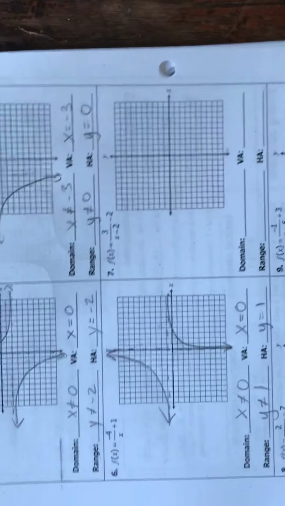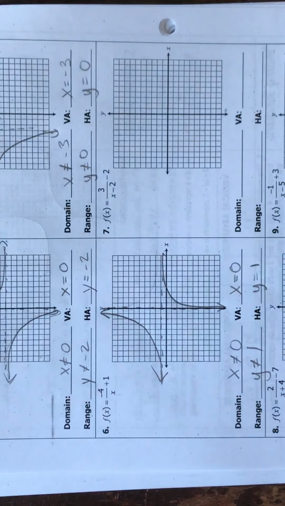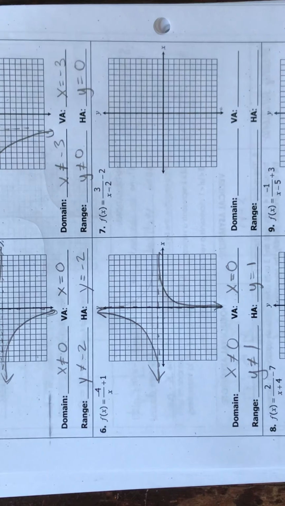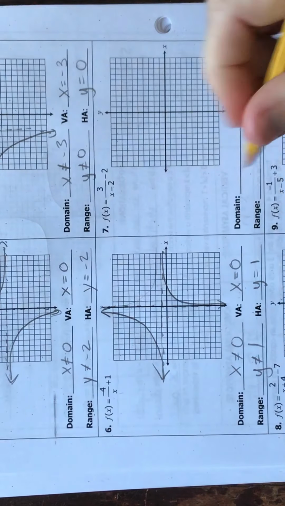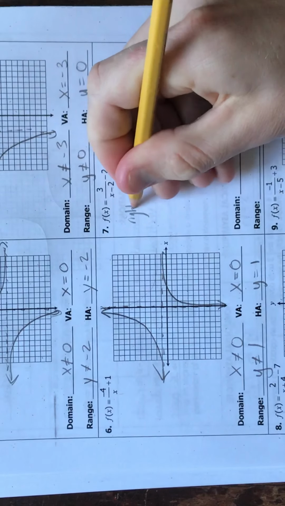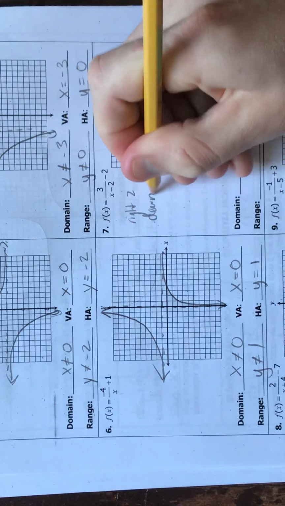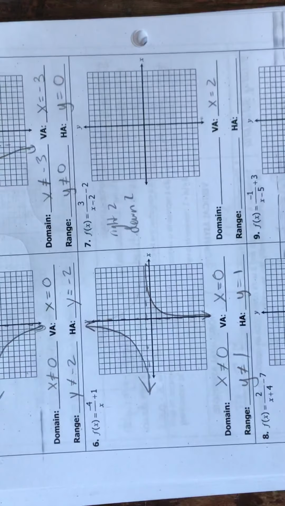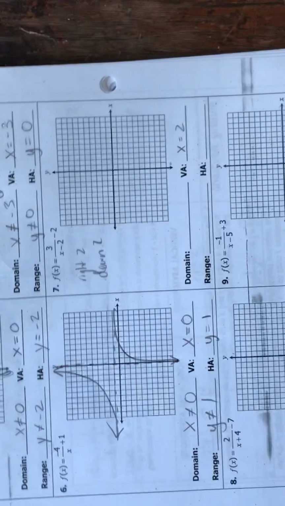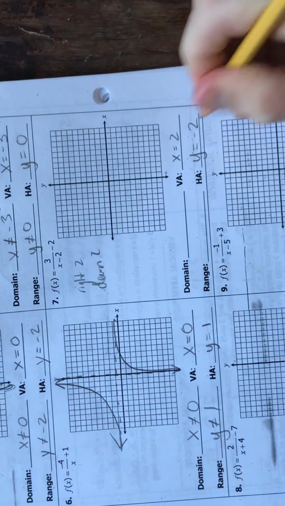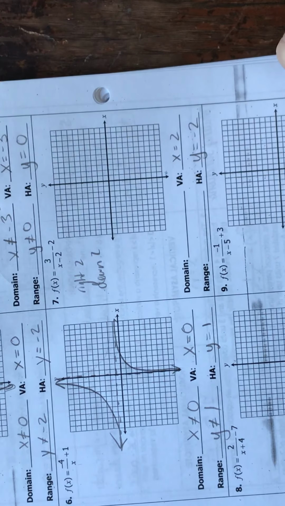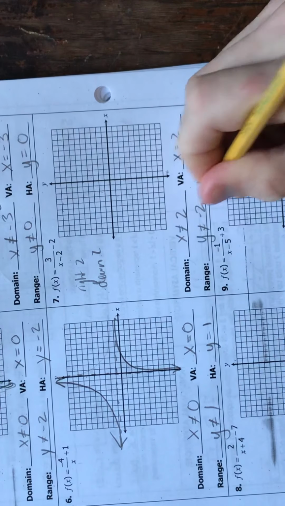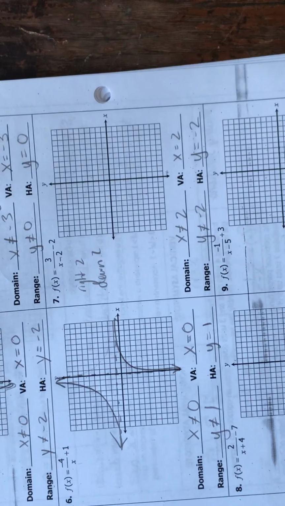Okay, so now let's check out number 7. Let's have you guys give this one a try. Okay, so pause the video, and then when you're ready, press play, and I'll go through this one. It looks like we're shifting right 2 and down 2. So that should give us our vertical asymptote's going to be at x equals positive 2 because we went right 2. Then we're also going to have a horizontal asymptote at negative 2 because we went down 2. Remember, that also gives us our domain restrictions here and range restriction.